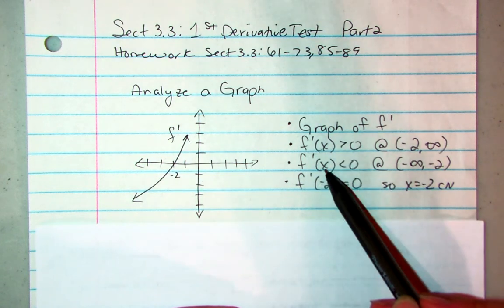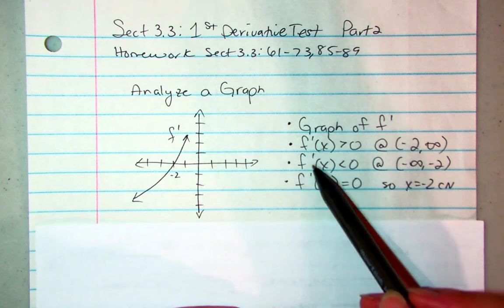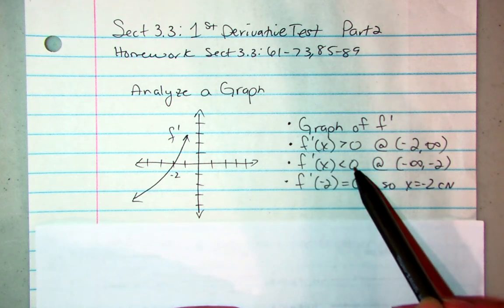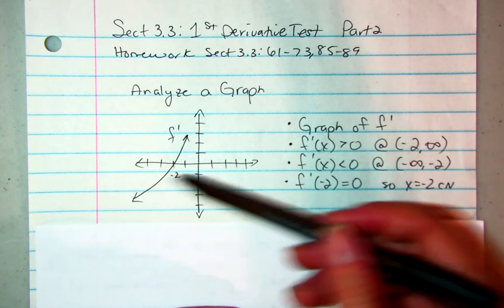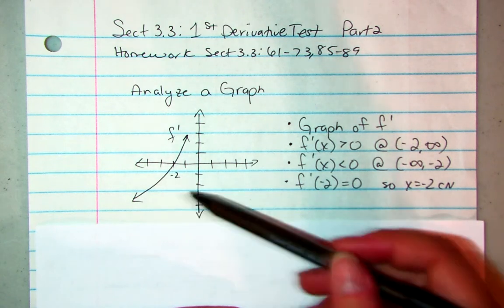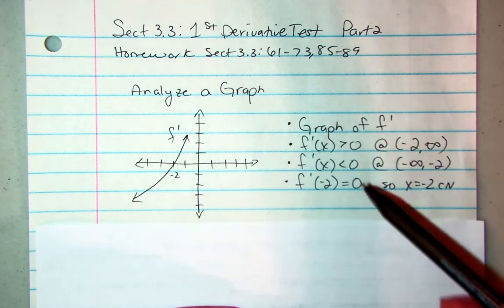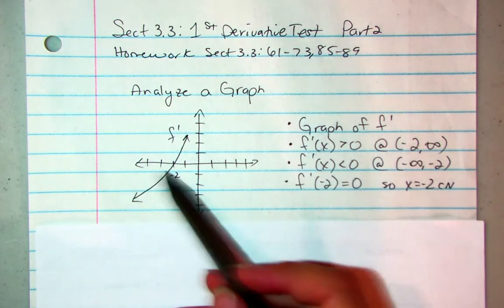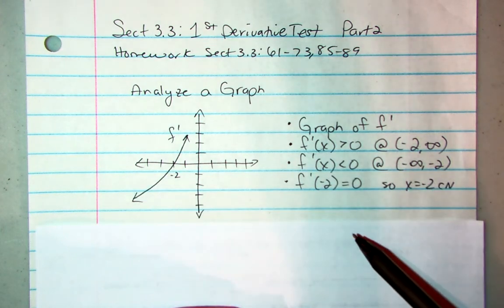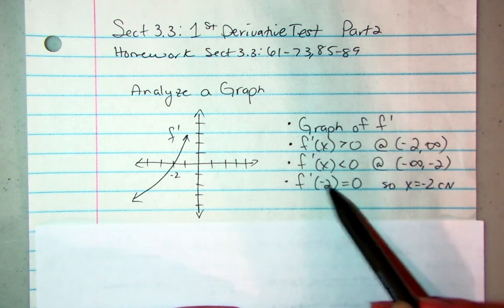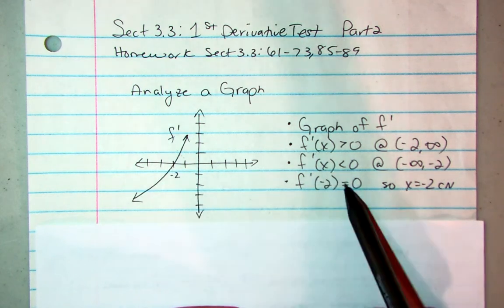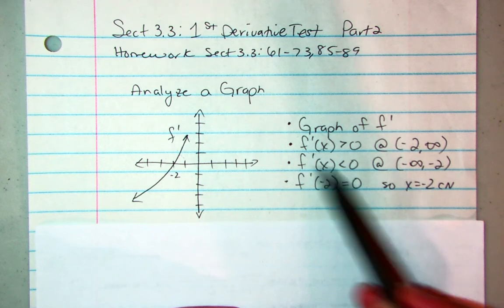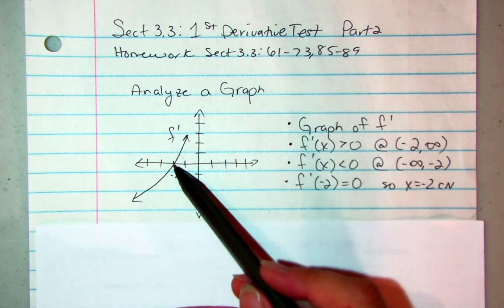For what x values on my first derivative graph will the y be less than 0 or negative? Well, all of these points, their y values are all negative on my first derivative. And what x's does that happen at? From negative infinity to -2. And f prime of -2 happens to equal 0. When my x is -2, my y is 0.